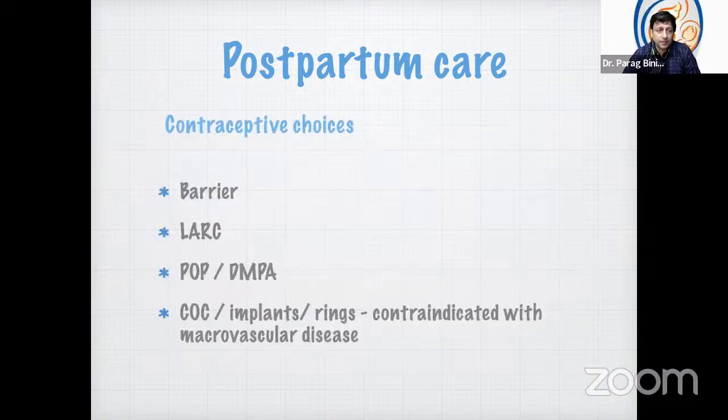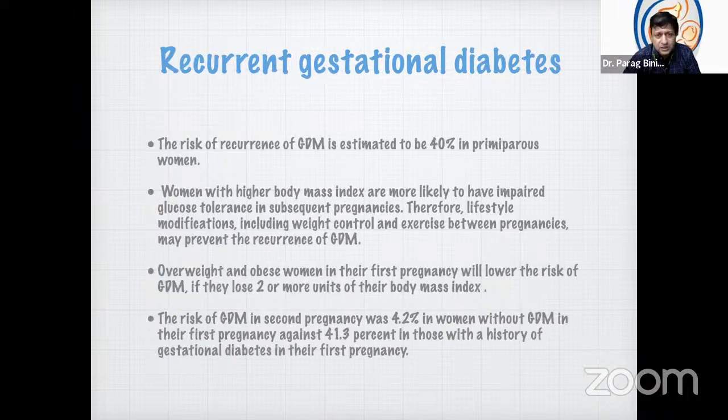Coming to the contraceptive choices, barriers can be used. Women can opt for long-acting reversible contraceptives. Progesterone-only pills or DMPA can be offered to these women during the postpartum period. However, women who have microvascular disease, we will certainly not ask them to use COCs or implants or rings. Recurrent gestational diabetes: we have to understand that women who develop gestational diabetes have a 40% chance that they may develop gestational diabetes again. So inter-pregnancy counseling is extremely important.